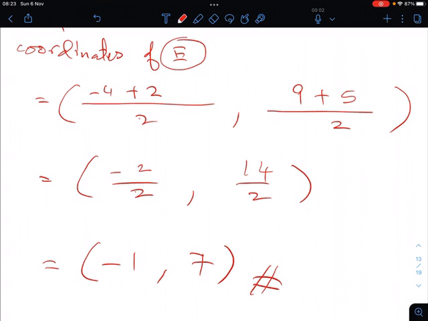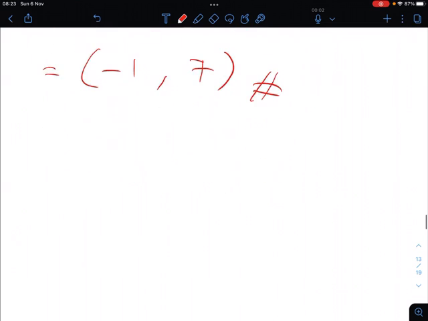Some students want me to use the ratio theorem, which is a formula for this kind of question, but the formula is too ridiculous to memorize, so try not to memorize formulas for no reason.